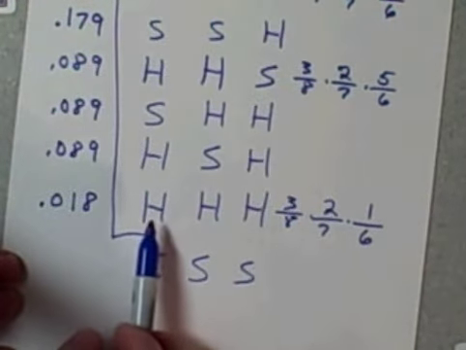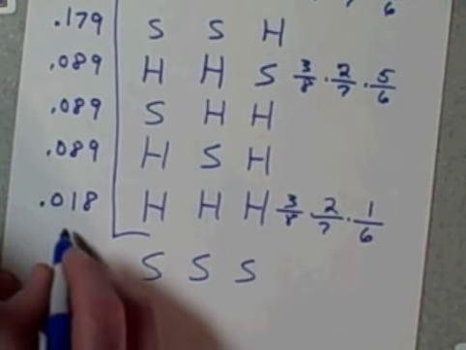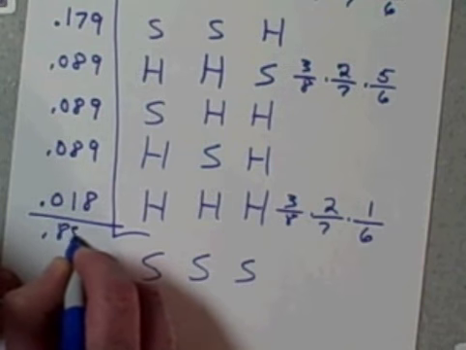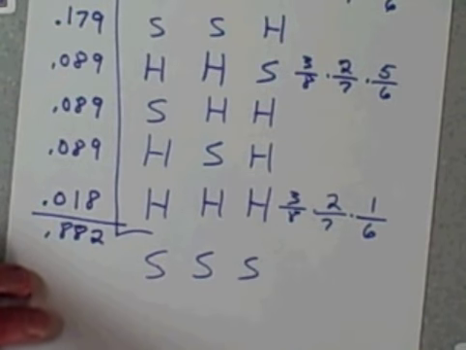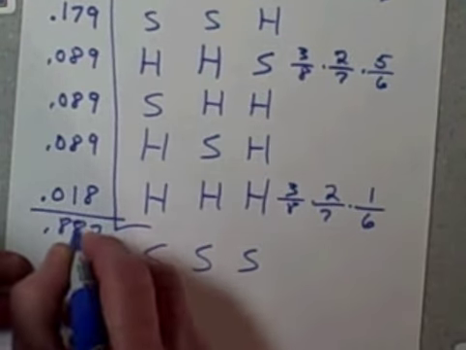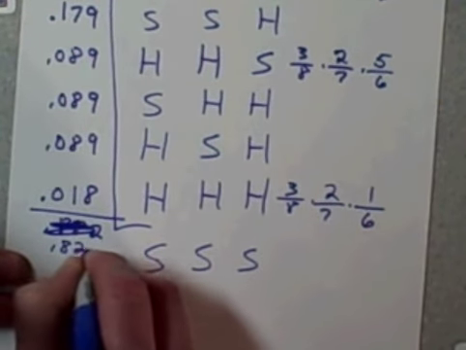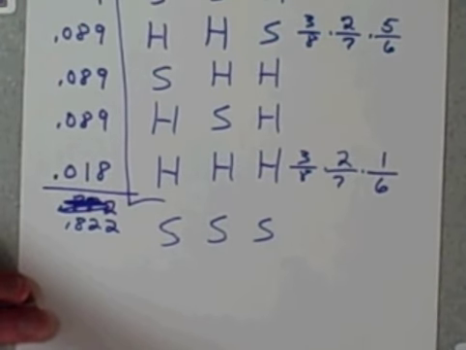All 7 of these outcomes account for the event at least one is a heart. So if we add all these up, you'll find this adds up to 0.822. So the probability that at least one out of these 3 cards is a heart is approximately 0.822, or approximately 82.2%. That's the hard way. That's the long way. Let's do it the easy way.